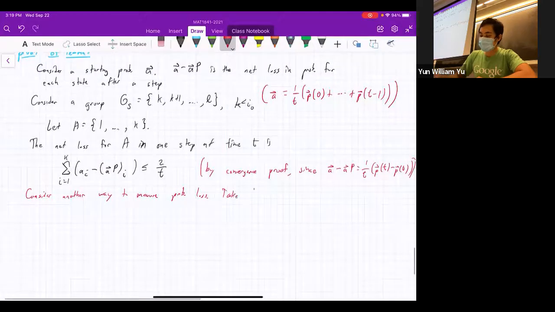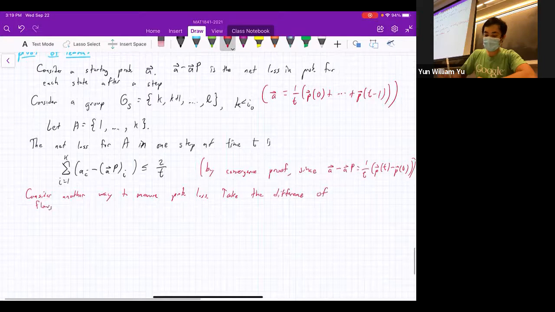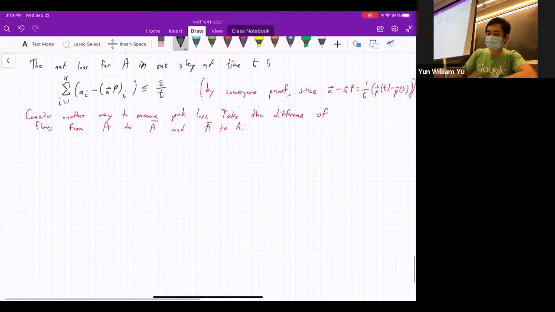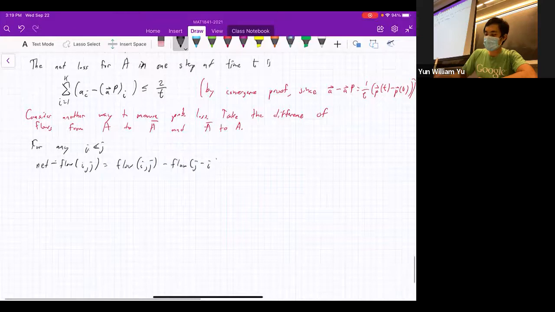So we're going to take the difference of flows from A to A bar and A bar to A. So note that for any i less than j, we know that the net flow, I'm going to use this notation, from i to j is, well, obviously the flow from i to j minus the flow from j to i. And we can compute that explicitly. So that's going to be A_i times P_ij.